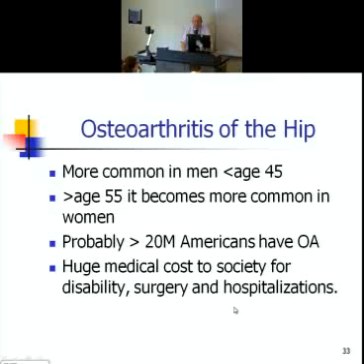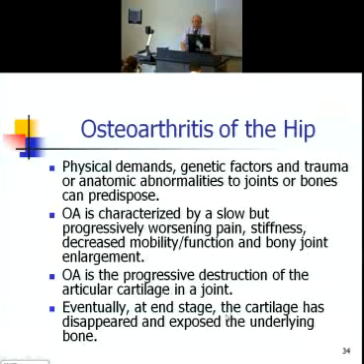20 million Americans or more have some osteoarthritis, not just of the hip, but some osteoarthritis. That's a big number. It's a big number. And again, it's a huge cost to our society, both in disability, surgery, and hospitalizations.